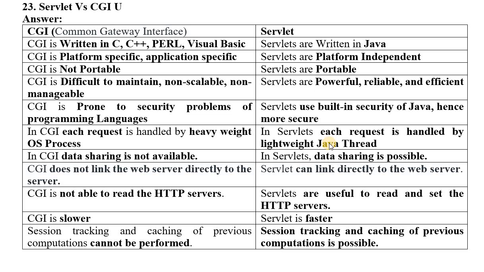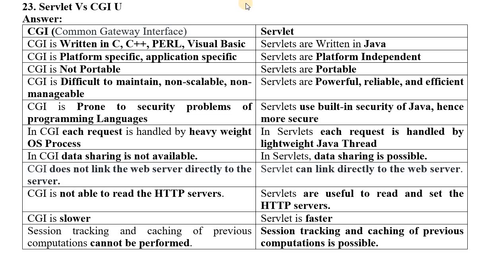So basically, what is the difference between CGI and servlet? CGI is nothing but, as I told you, the Common Gateway Interface. CGI is written in C, C++, Perl, Visual Basic, whereas servlets are written in Java. Now CGI is platform specific, it is application specific, and it is not portable. Whereas servlets, because they are written in Java, and Java is platform independent and portable, also have those as their advantages. With respect to CGI, they are difficult to maintain, non-scalable and non-manageable. When I compare servlets with them, they are very powerful, reliable and efficient, and obviously more scalable than CGI.